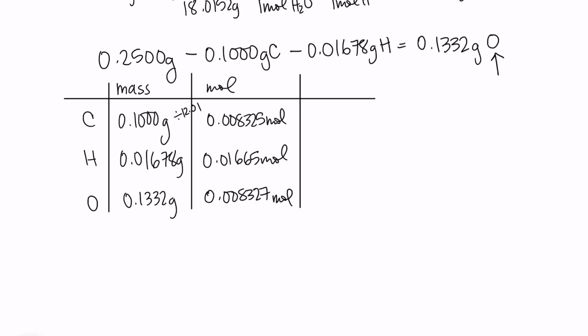Now I need to divide by the smallest in order to get the ratio. The smallest number I've got is this one here. So I divide all three by that, and I'm going to get 1, 2, and 1 for my ratio. So my empirical formula will be CH2O.